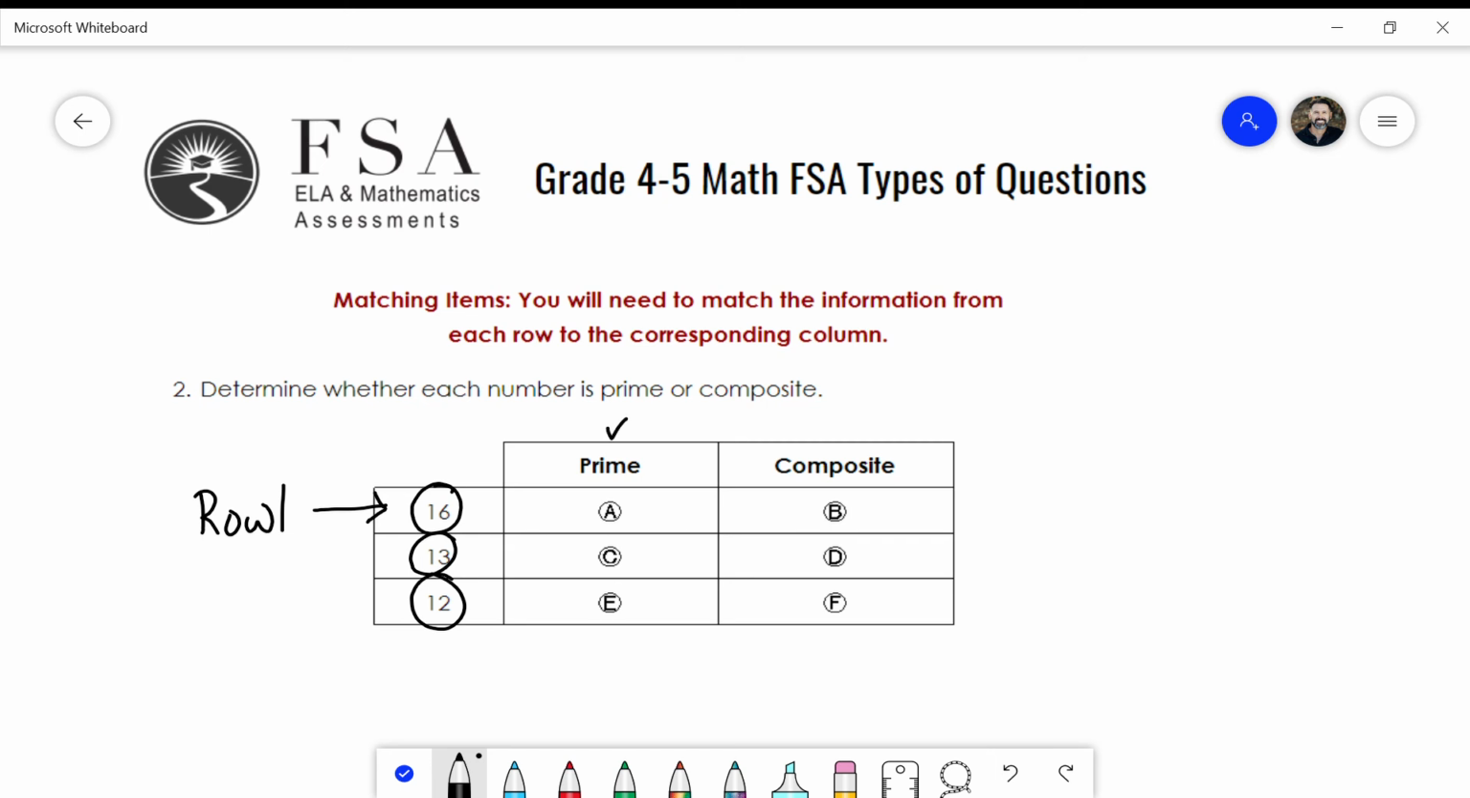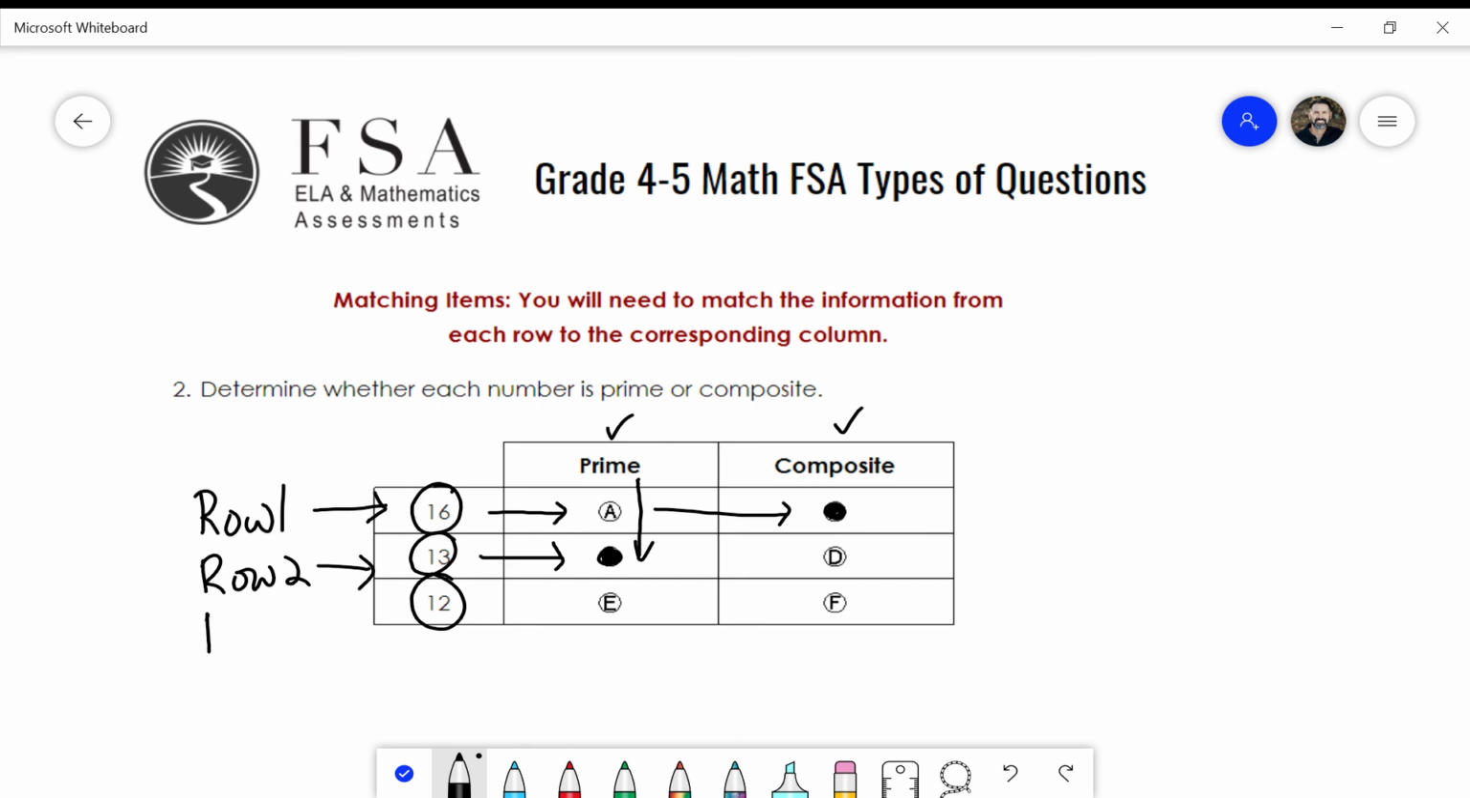16, is it prime or composite? Well, 16 is composite, so I stay on that row and go all the way to the end, which is bubble B. Then I go to row 2, and I'm looking at the number 13. Once I figure out if it's prime or composite, I stay on the row, and I make sure I bubble in C in this case, because C is in the column for prime.